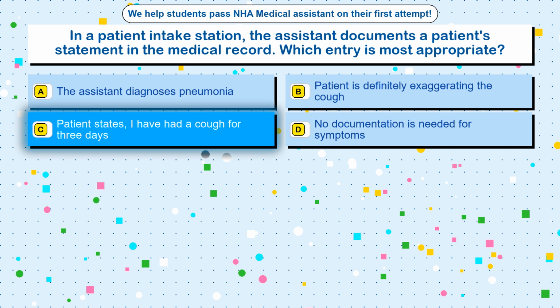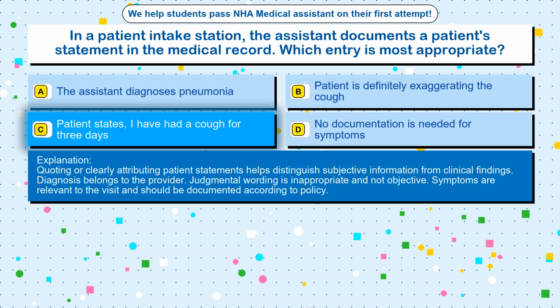The correct answer is option C. Patient states, I have had a cough for 3 days. Quoting or clearly attributing patient statements helps distinguish subjective information from clinical findings. Diagnosis belongs to the provider. Judgmental wording is inappropriate and not objective. Symptoms are relevant to the visit and should be documented according to policy.